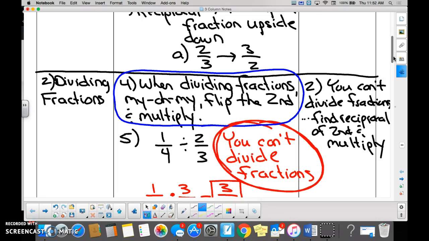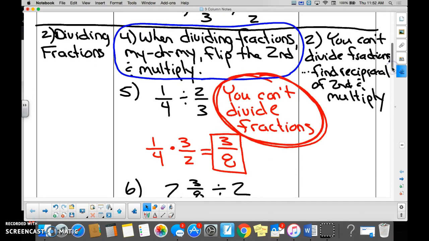You can never divide fractions. So when I give you a dividing fractions assignment in a couple of minutes, you will actually never divide the fractions. Will you? You will take the problem, which asks you to divide fractions, and you will flip the second fraction and multiply. Number 5 is an example of that.